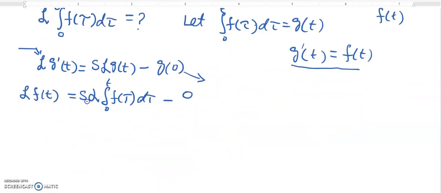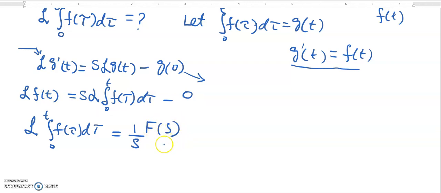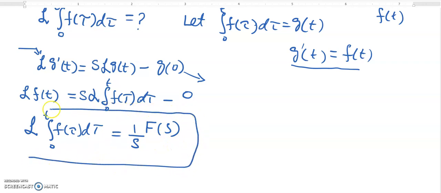So in this case, we can find out what the Laplace of the integral from 0 to t of f of tau d tau is, which we wanted to find. We can take s to the other side, so it will be 1 over s times the Laplace of f of t. Laplace of f of t we can represent as a function in terms of s. So this gives us the formula for the Laplace transform of an integral of a function.